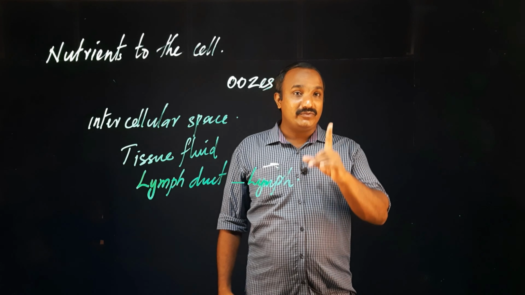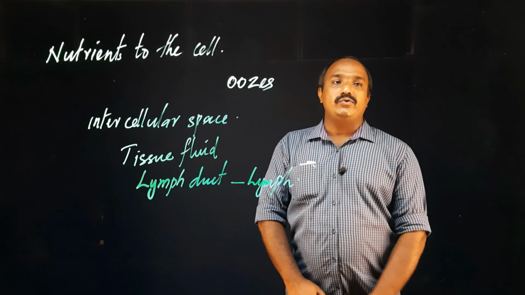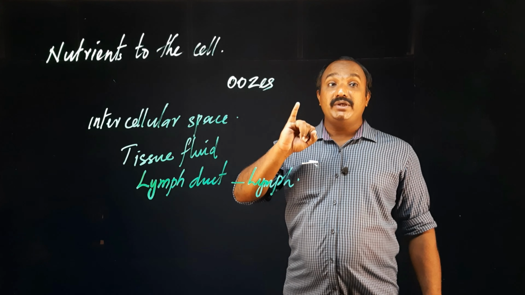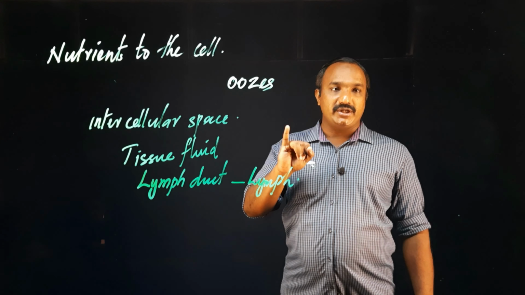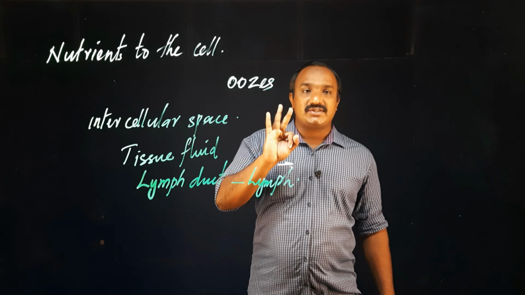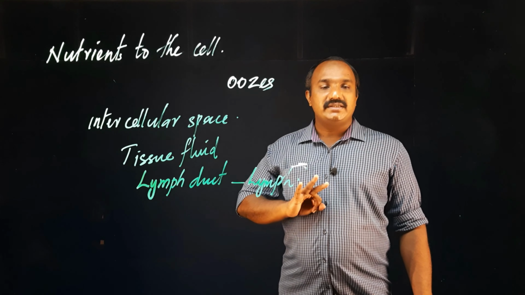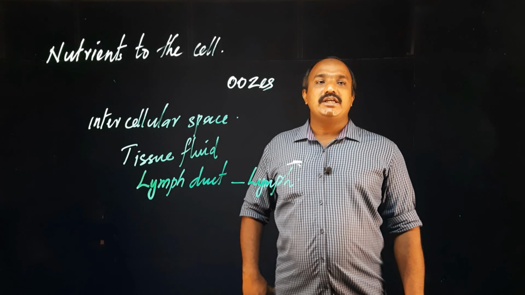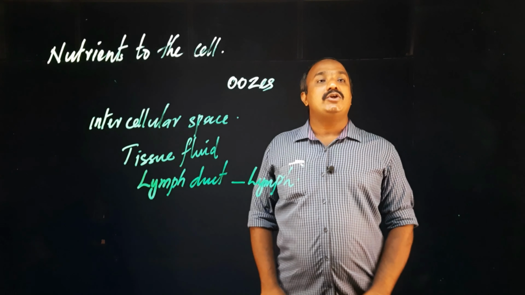The fluid part of the blood collected in the intercellular space is called tissue fluid. One more point: in the tissue fluid there will not be RBC, red blood cells, larger proteins, or platelets. These blood cells and such materials will not be present.